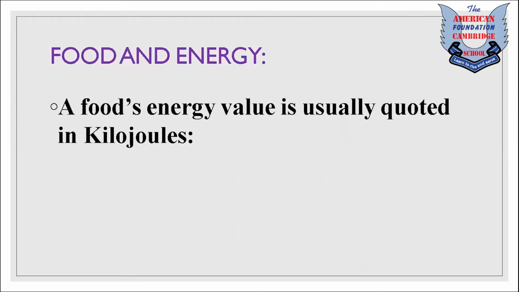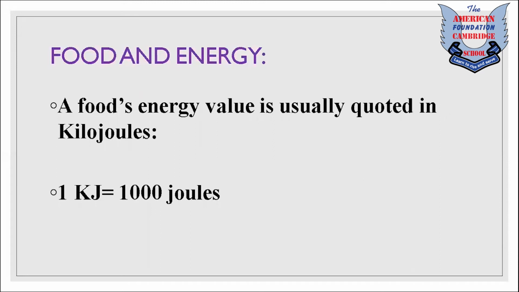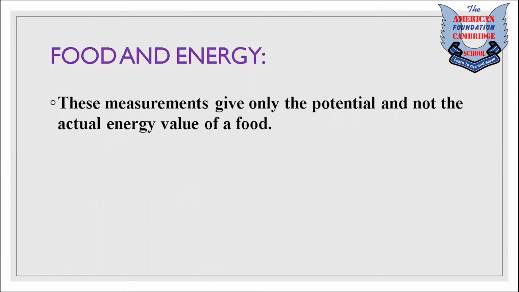So a food's energy value is usually quoted in kilojoules. What is a kilojoule? It is basically a unit of measurement of energy. Which energy? A food's energy. 1 kilojoule is equal to 1000 joules, as 1 kilogram is equal to 1000 grams, right? You have to remember this. These measurements give only the potential and not the actual energy value of a food. What does it mean? It means that these measurements which we have calculated from the previous formula are only an approximation and not the actual energy value of the food.